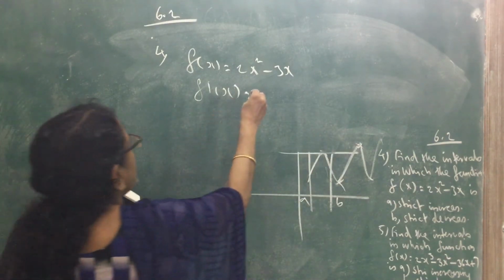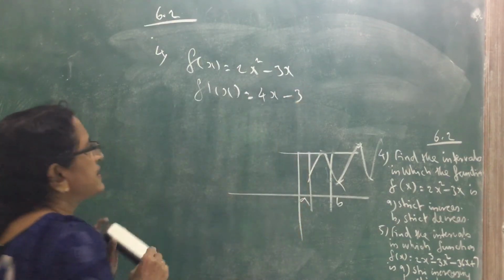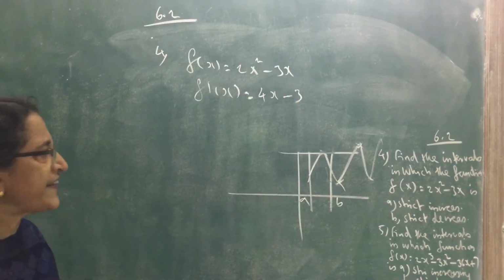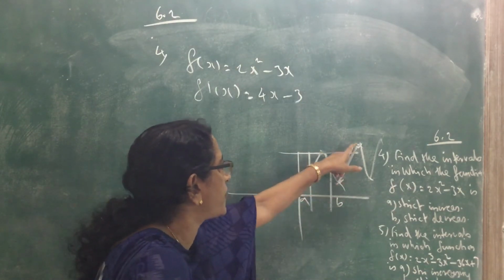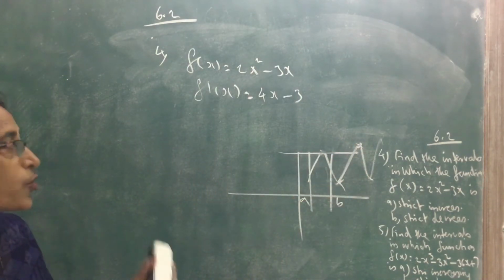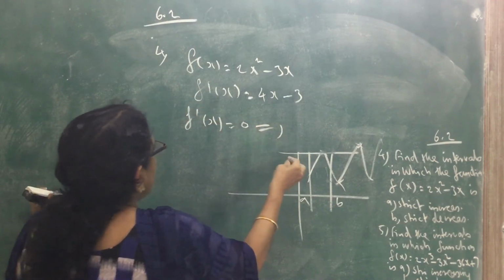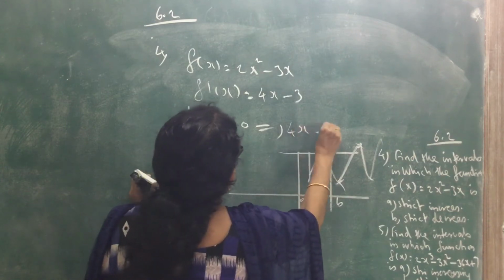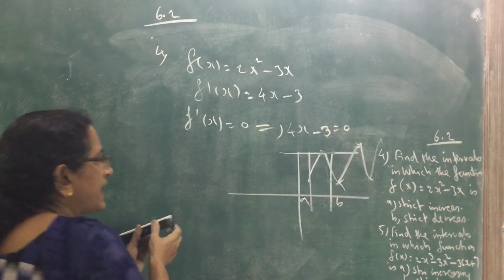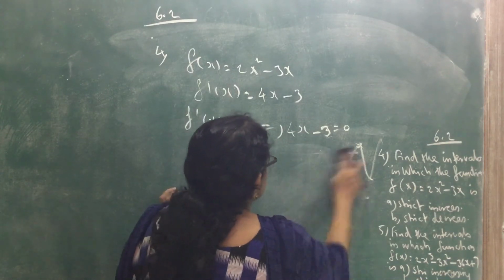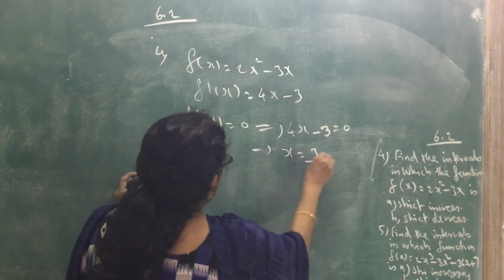What is f dash x? It is 4x, 2 into 2x, that is, 4x minus 3. That is f dash x. Now we find the points where f dash x equal to 0. At these points, the derivative is 0. So f dash x equal to 0 implies 4x minus 3 equal to 0, which implies x equal to 3 by 4.